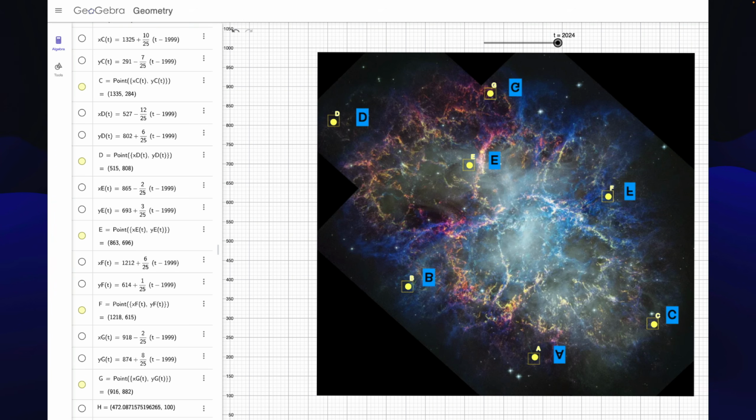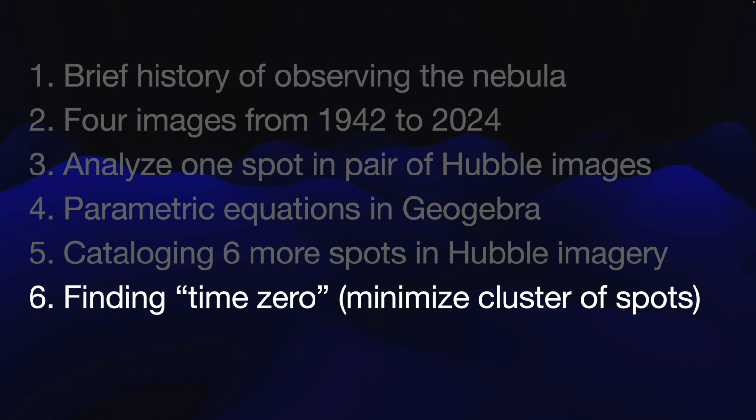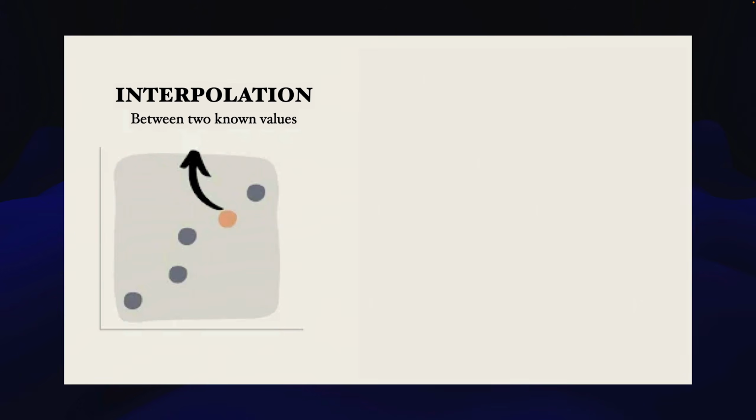And the very top of this is a slider where we're starting off at t equals 2024, and we will go back in time to see if we can figure out the origin of the Crab Nebula. All right. So that's what we're going to do next. We'll try to find our time 0 by minimizing that cluster of 7 spots.